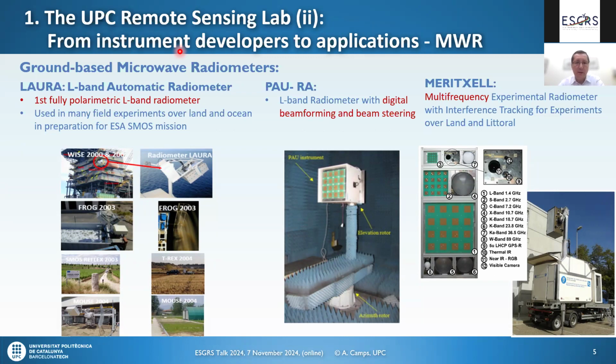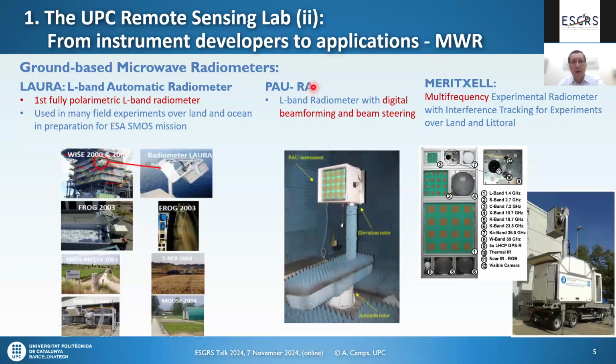I'm going to go quickly through some of the type of instruments that we have been developing in the passive microwave group. Okay, and basically, I will start with Laura. Laura is the L1 automatic radiometer that we developed in the year 2000, in preparation for all the ESA-SMOS activities. It was the first fully polarimetric L-band radiometer measuring the 4 Stokes parameters, and it was used in experiments in an oil rig to measure the emissivity of the ocean, including all the effects, including the rain as it splashes in the ocean, over land, etc.